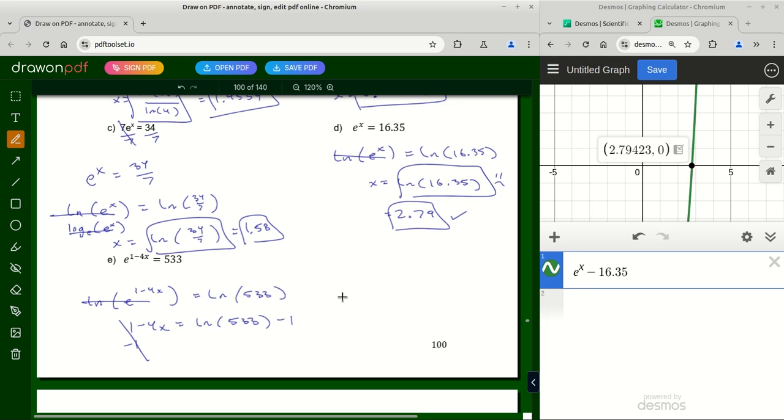Anyways, minus 1 on both sides. E and ln cancel, minus 1 on both sides. Divide by the -4. And there we go.